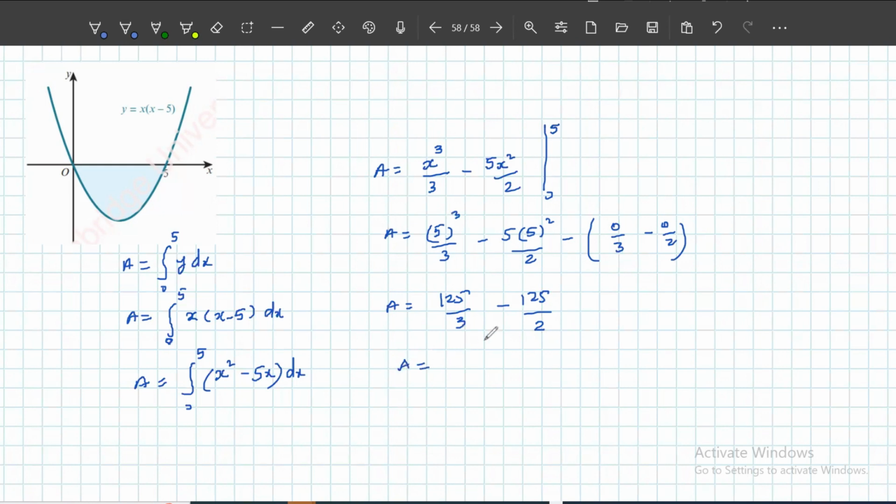As you can see, here the denominators are not the same, so multiply the denominators: here multiply by 2, and here we can multiply by 3, so that our denominator would be the same. Next step we can say that it is 6 into 250 minus 125 multiplied by 3, 375. 250 minus 375 is minus 125 over 6, but as it is area, we will consider 125 over 6 unit. So both answers are acceptable.